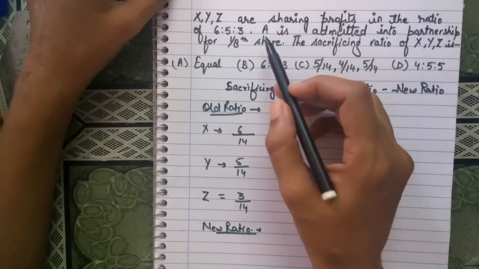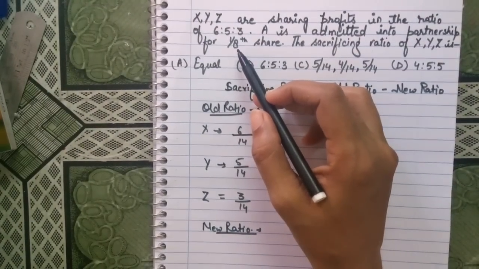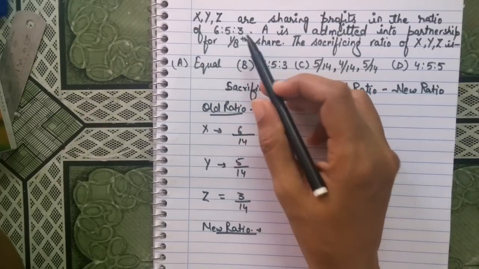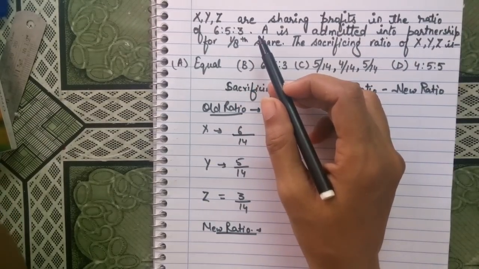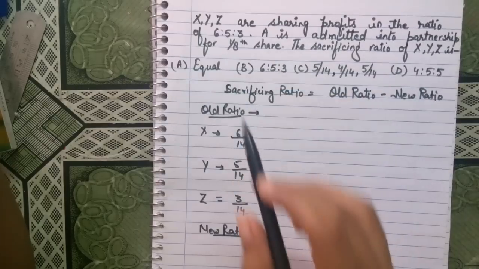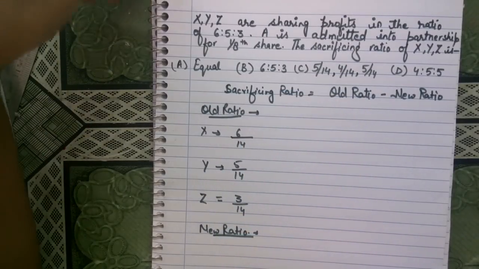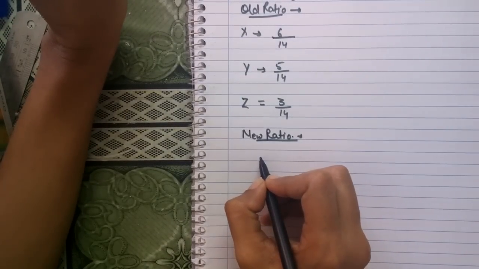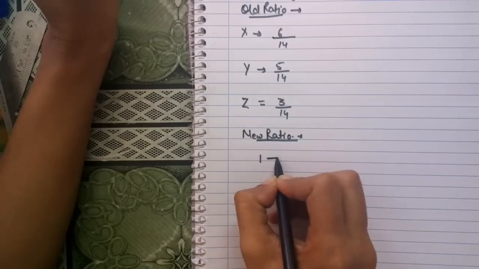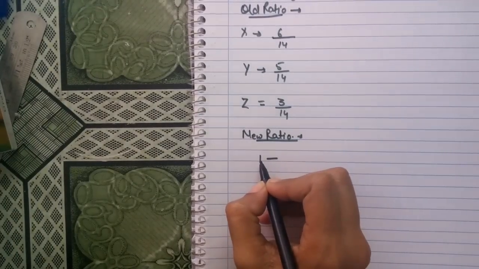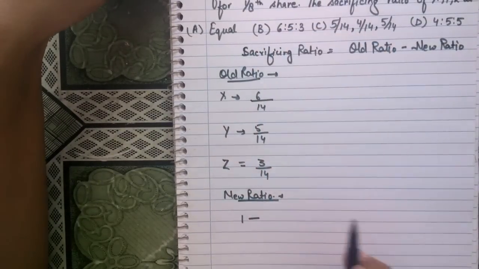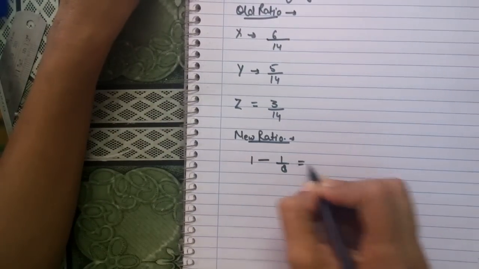The new partner, that is A, is admitted into the partnership firm for a 1/8 share. That means if we give a 1/8 share to A, then what should be the remaining share for the old partners? So first we calculate the new ratio. The full share of the firm is 1, and a 1/8 share has to be given to A. So 1 minus 1/8.